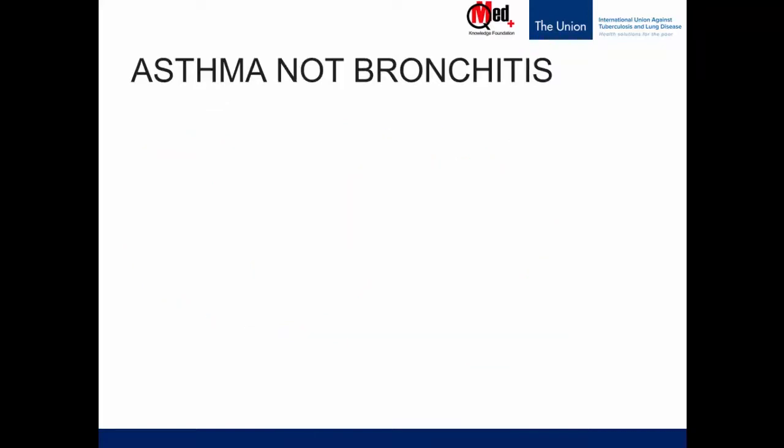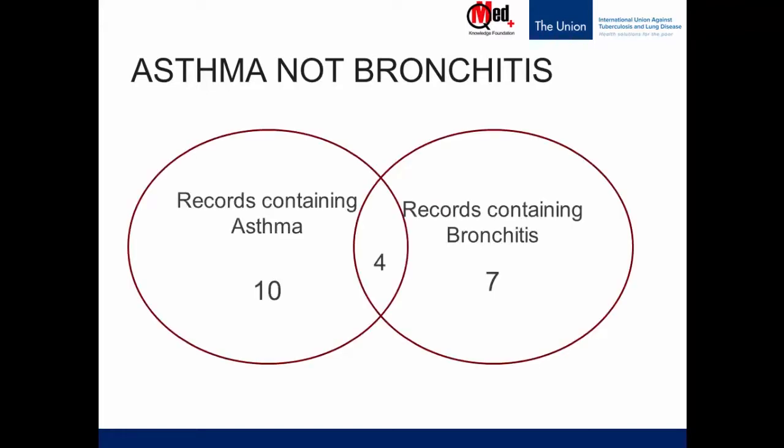What happens when we search asthma, not bronchitis? We have our data here. The result will be 10 records that contain asthma, out of which 4 records contain bronchitis. So it will be 10 minus 4, which is 6.